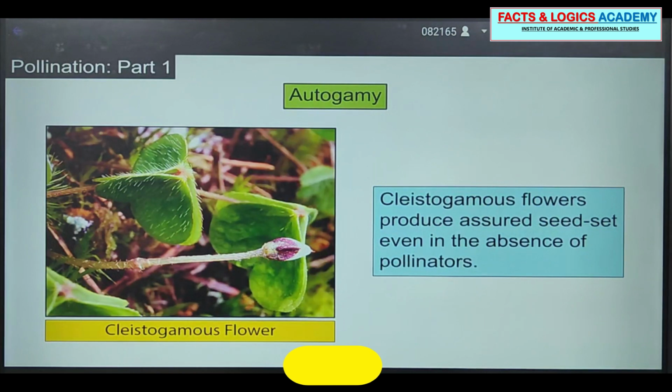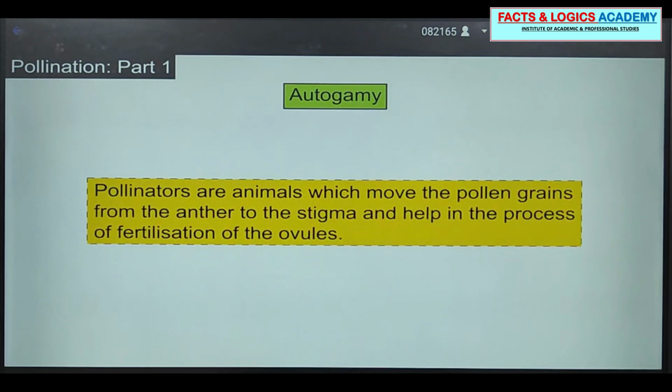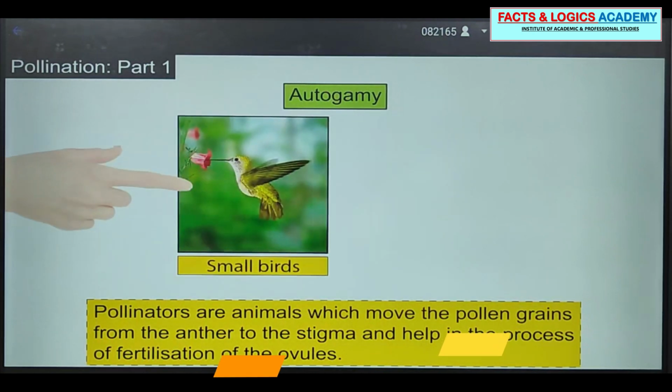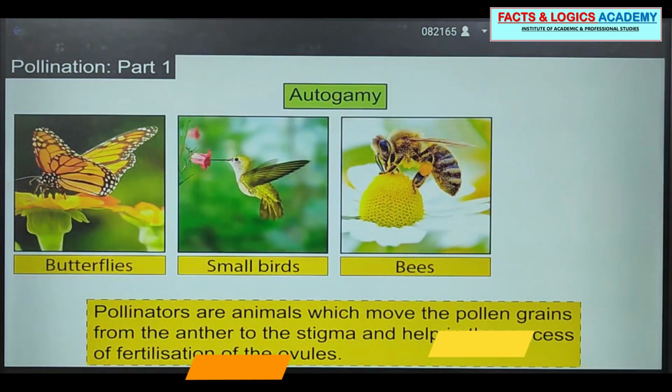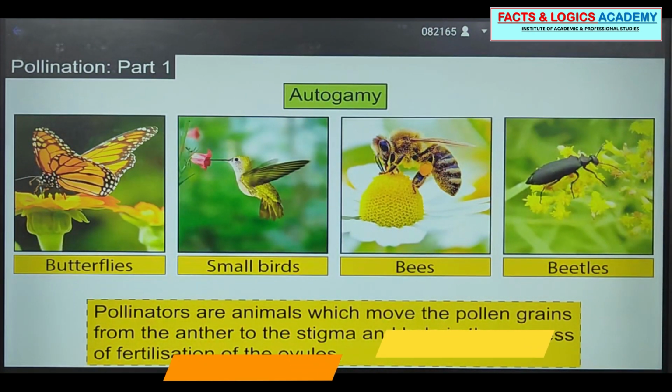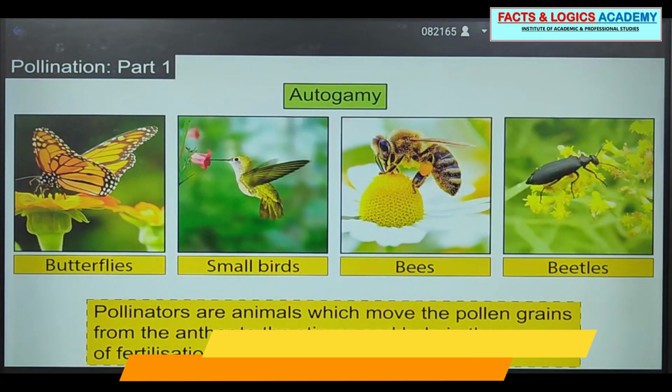Cleistogamous flowers produce assured seed set, even in the absence of pollinators. Now you might be wondering about this term pollinators, right? Well, pollinators are animals which move the pollen grains from the anther to the stigma and help in the process of fertilization of the ovules. For example, small birds, bees, butterflies, beetles, etc. are pollinators.